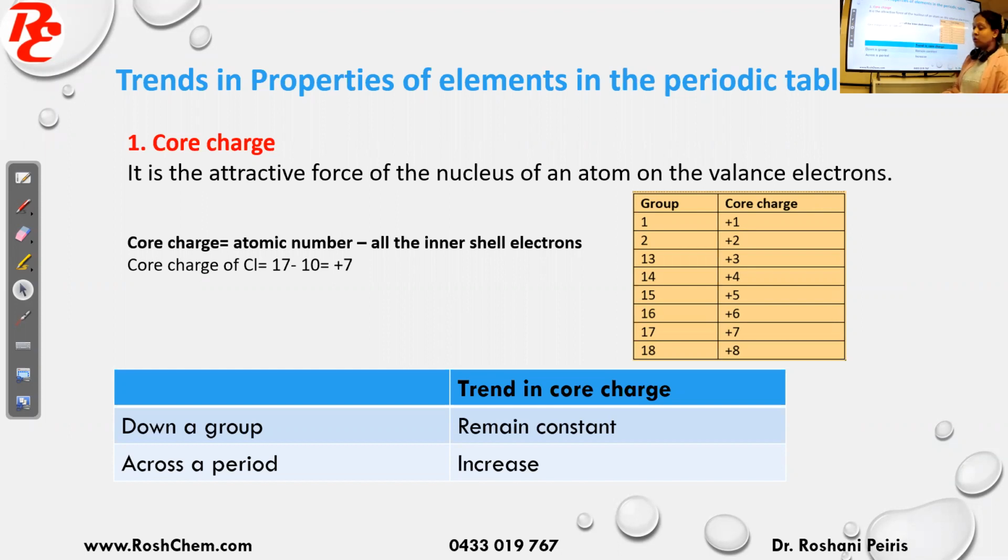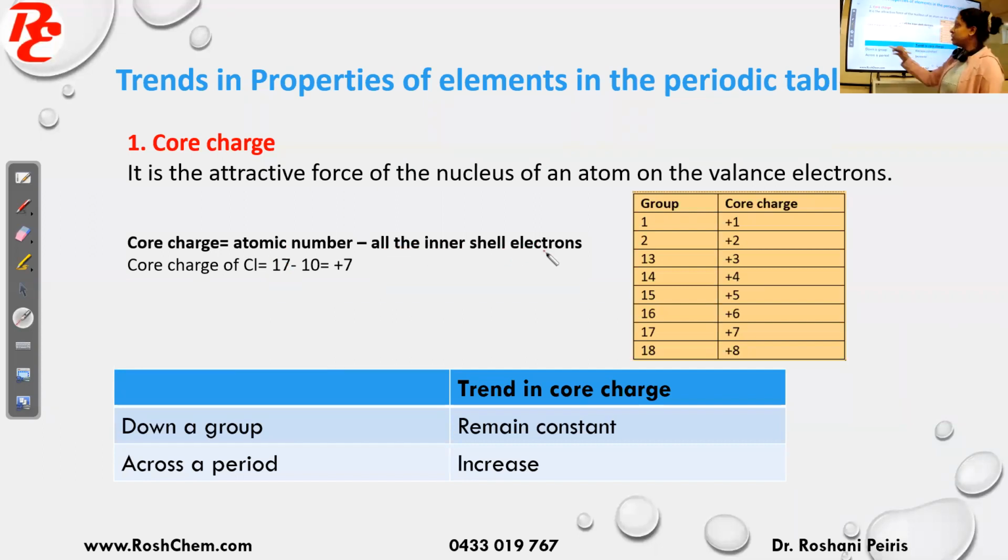So there is a way to calculate the core charge. This is the formula to find the core charge. So it's atomic number minus all the inner shell electrons. So for example, if you take a chlorine atom, the atomic number is 17, which in other words, it has 17 protons and 17 electrons. So minus all the inner shell electrons.